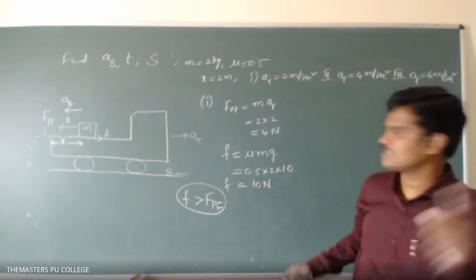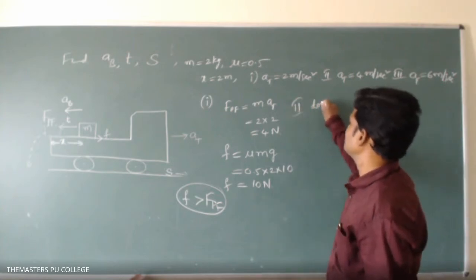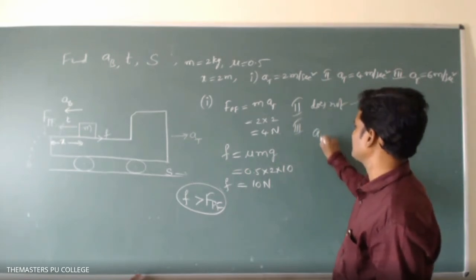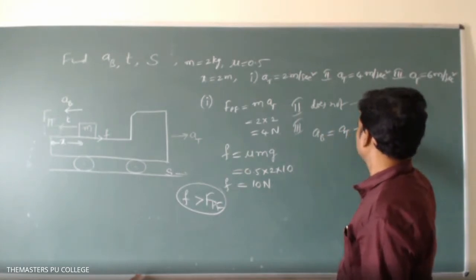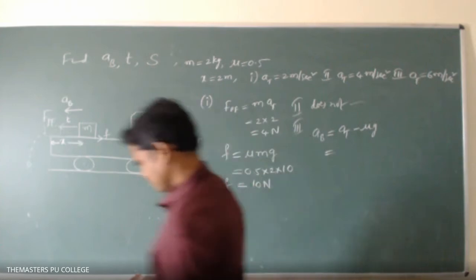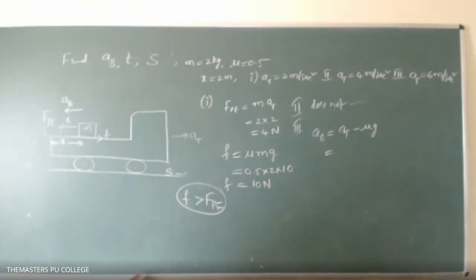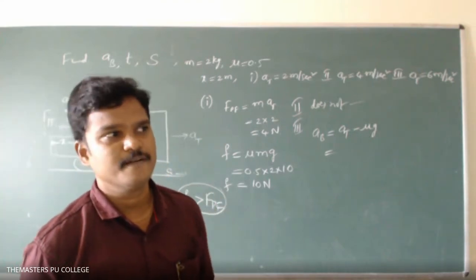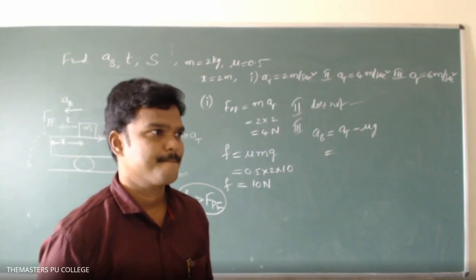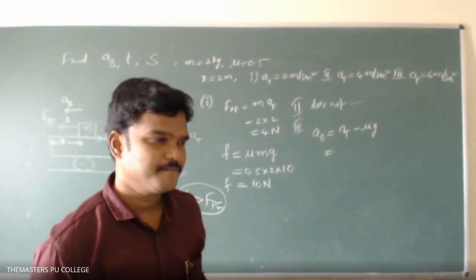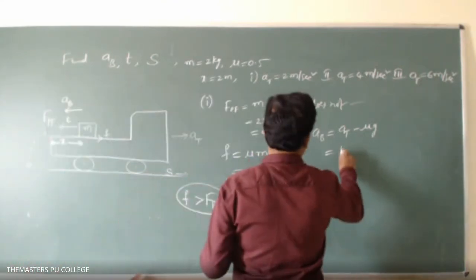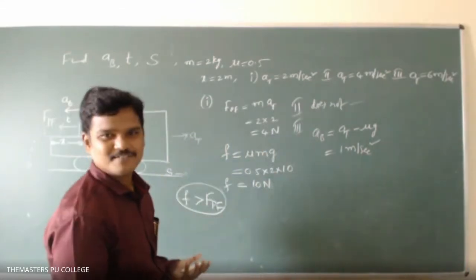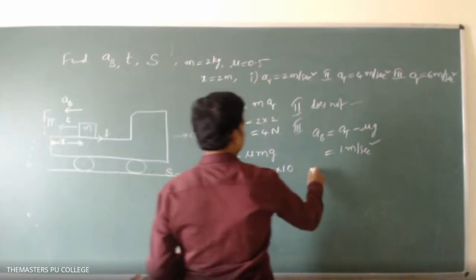If it moves, then find out the acceleration. Second case does not move. Third case, yes, it will move with acceleration AB equal to how much are you getting? 1 meter per second square. Got 1 meter per second square? Tell me. 6 minus 0.5 into 10, that is 1. Okay. Then find out the time.